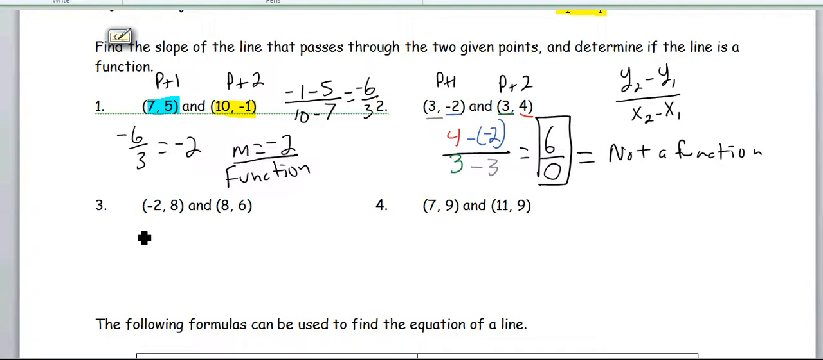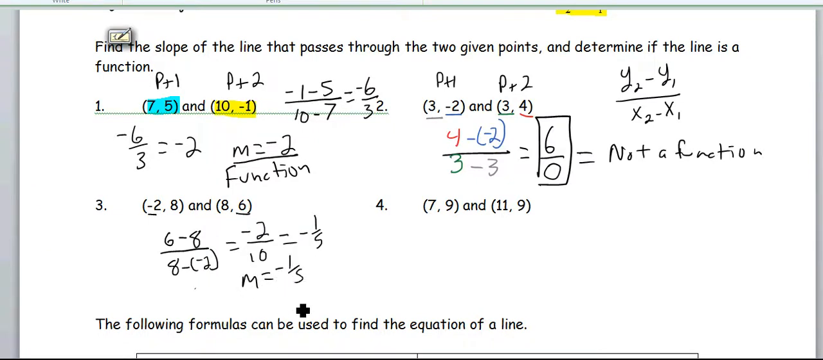All right, let's try number 3. I'm going to take my y value here from point 2, subtract this one, draw my fraction bar, take my x value from point 2, subtract my x value from point 1. Well, 6 minus 8, I'm going across the top. 6 minus 8 is negative 2. 8 minus negative 2 is 10. If I reduce that fraction, I come up with negative 1 over 5. So my slope is negative 1 over 5. It is a slope, so it is a function.